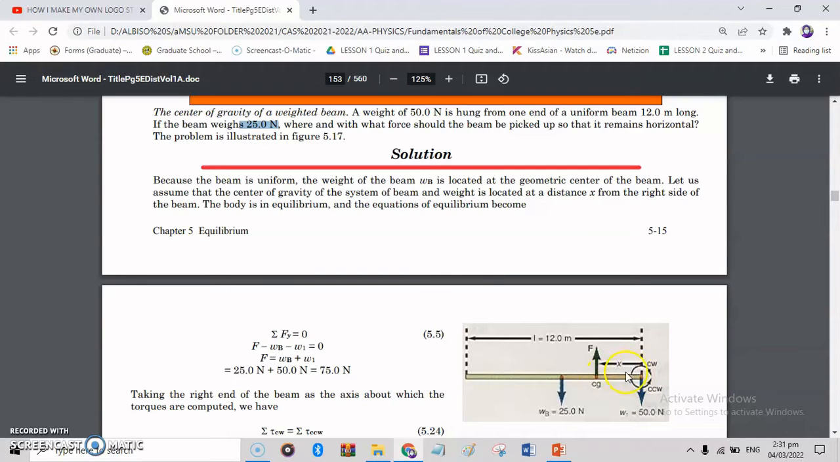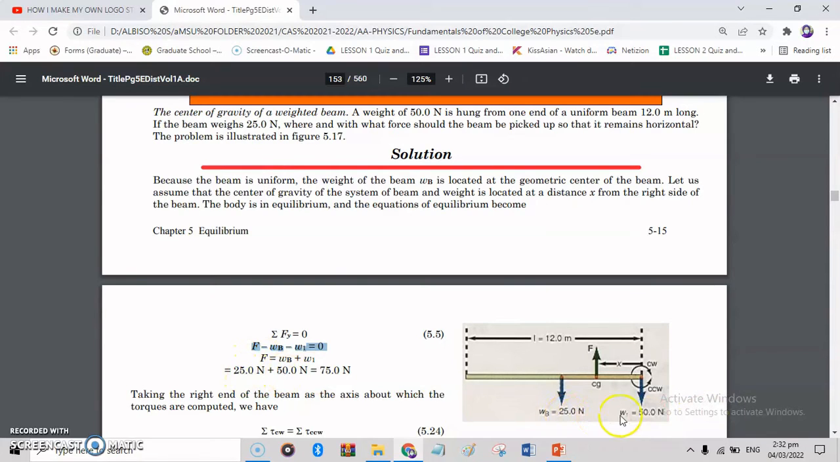That is X, because we don't know it yet, and that is also a force. So there are two unknowns, X and F, so we need two equations. For the first condition, the summation of all forces along the Y, we see in this illustration that F minus WB minus W1 is equal to 0. If you move the two W's to the other side, you will get that the force is 25 plus 50.